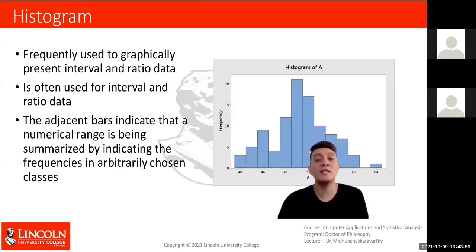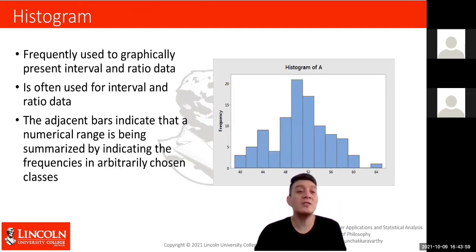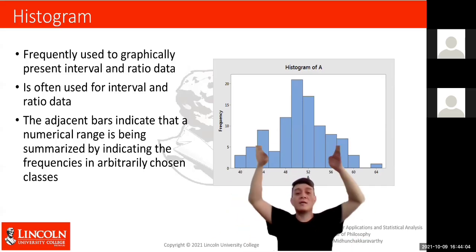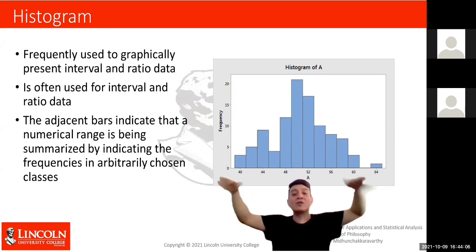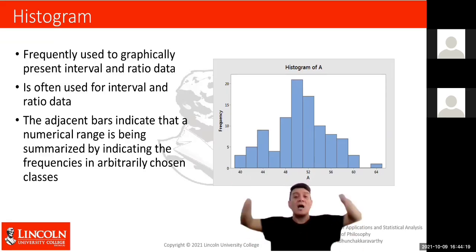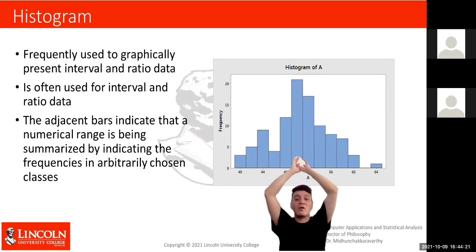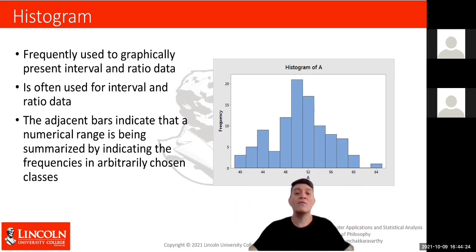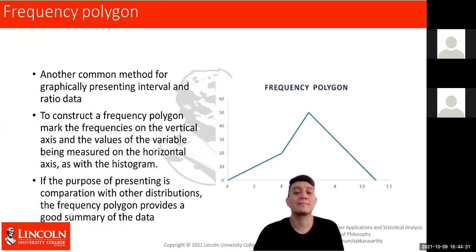For example, this is a histogram. As you can see, the histogram is used to graphically present interval and ratio data. There is a bell curve that you can see from a histogram, and it's often used for interval and ratio. The adjacent bars indicate that a number or numerical range is being summarized by indicating the frequency of arbitrarily chosen classes. So how many will go higher and how many go lower? That is showing the frequency of arbitrarily chosen classes.